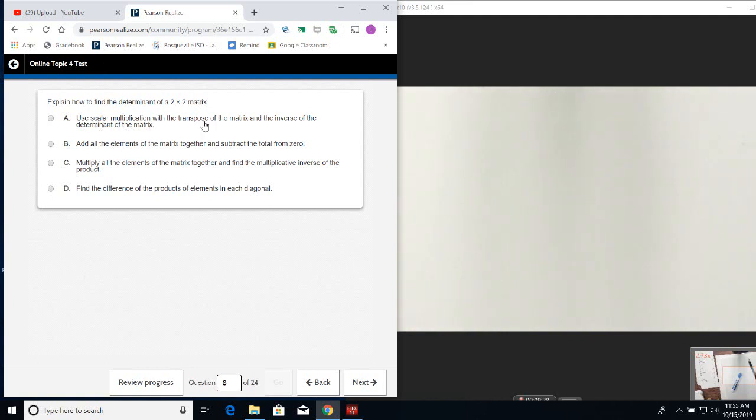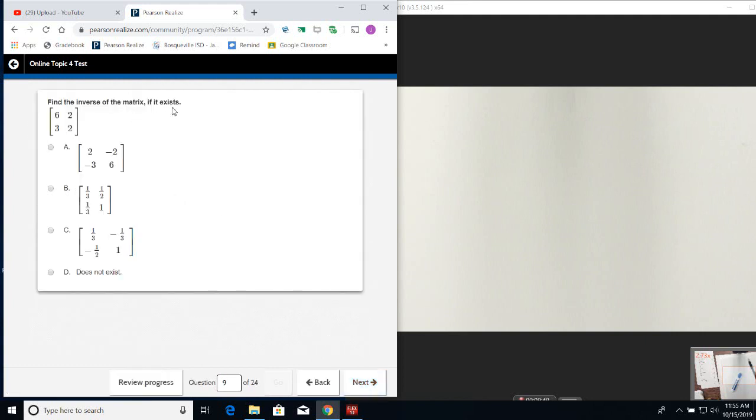Is it A, use the scalar multiplication with the transpose of the matrix of the inverse determinant of the matrix? Add all the elements of the matrix together, subtract them from 0, multiply the elements of the matrix together and find the multiplicative inverse of the product, or find the difference of the products of the elements in each diagonal? D. Right? We good with that?